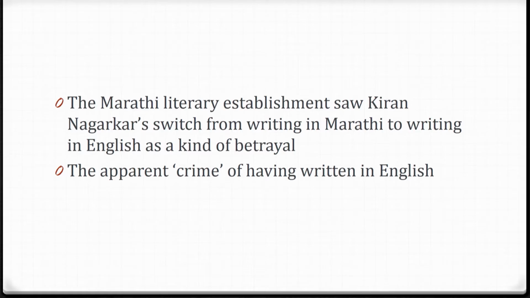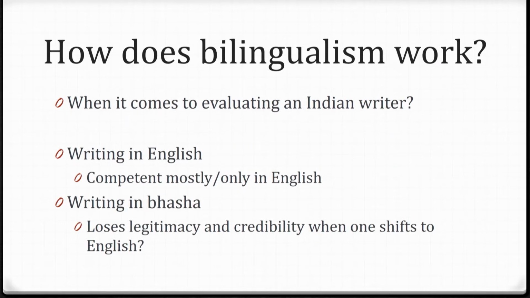So, here she begins by talking about how Kiran Nagarkar's switch from writing in Marathi to writing in English was seen as a kind of betrayal, and he was also accused of having committed a crime of having written in English. So, here is this interesting thing about how bilingualism works in India in the contemporary. When it comes to evaluating an Indian writer, most of the writers who are writing in English, which is most of the writers whom we have already taken a look at, it appears as if they are competent mostly or only in writing in English.